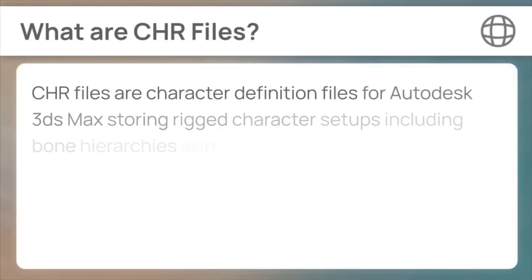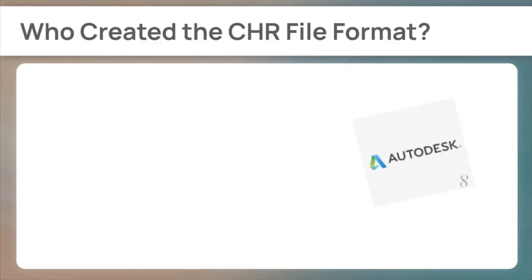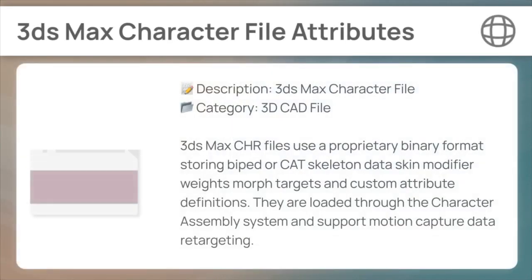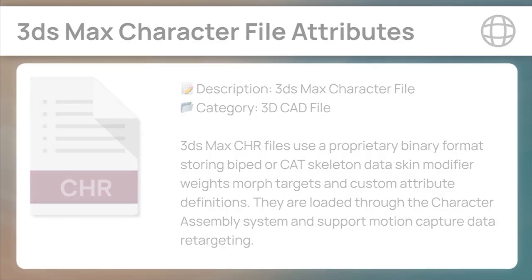CHR files are character definition files for Autodesk 3ds Max, storing rigged character setups, including bone hierarchies, skin weights, IK solvers, and animation controllers. They enable reusable character rigs for consistent animation across multiple scenes and projects. 3ds Max CHR files use a proprietary binary format, storing biped or CAT skeleton data, skin modifier weights, morph targets, and custom attribute definitions. They are loaded through the character assembly system and support motion capture data retargeting.